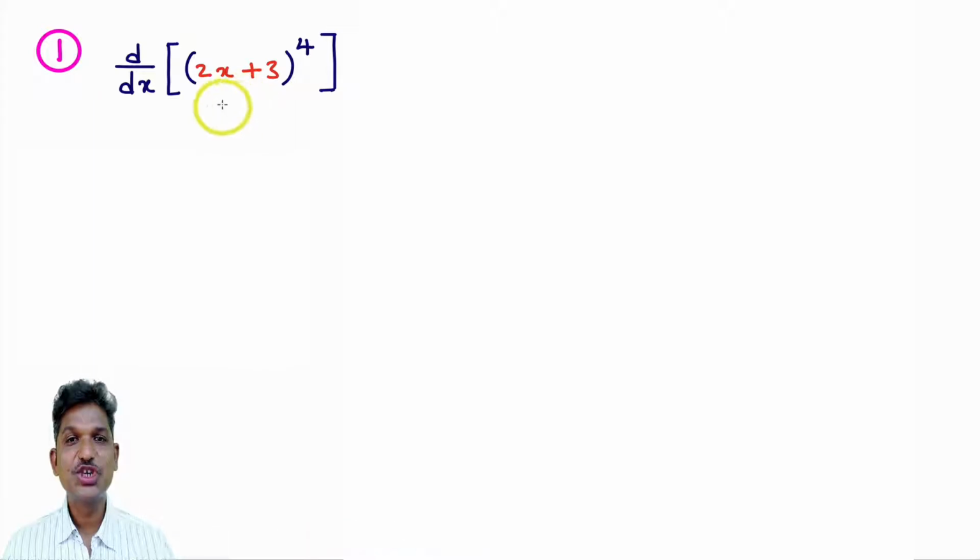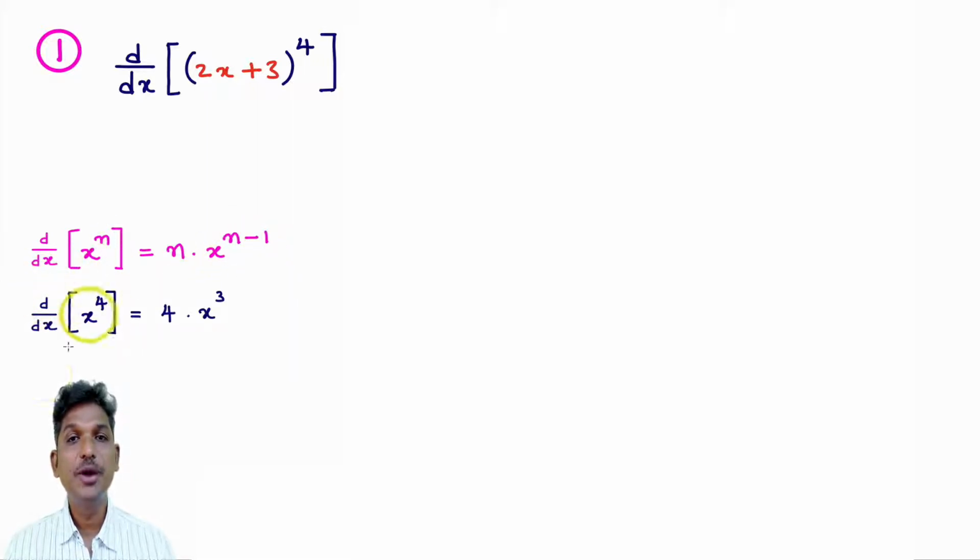You see this first question: derivative of (2x plus 3) whole power 4. We need to differentiate this. How to differentiate this? You learned 23 formulas. In those 23 formulas, which formula is suitable here? You know this formula: derivative of x power n is n into x power n minus 1. In general, derivative of x power 4, by using this formula, can be written as 4 into x cube. When it comes to this problem, how we use this formula is important.